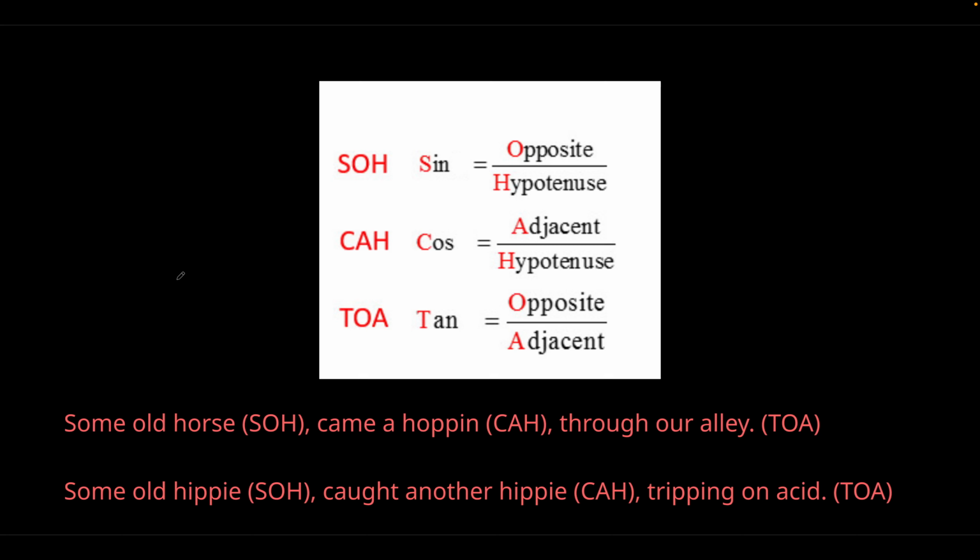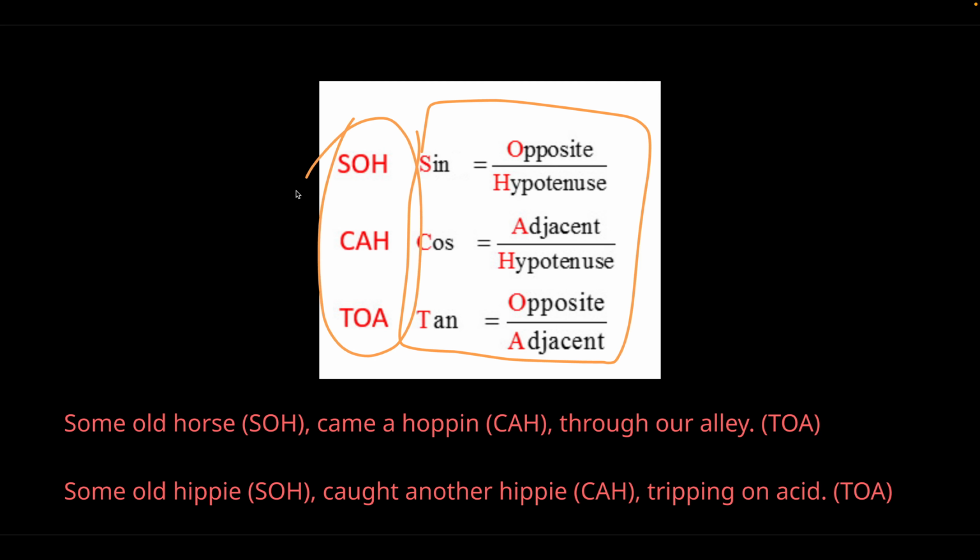All right, last thing here is a way to remember all of this, opposite over hypotenuse and so on. So here are all of the definitions we talked about. SohCahToa is a one-word way to remember, sine is opposite over hypotenuse, and so on. And then here are some phrases. Some old horse, that's sine, came a-hoppin' through our alley. And my personal favorite, some old hippie caught another hippie tripping on acid.